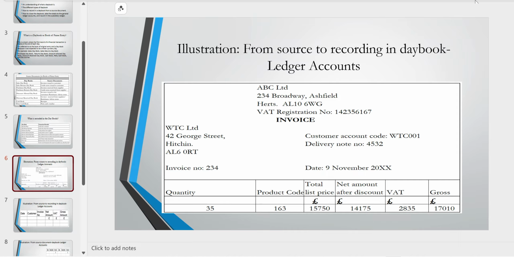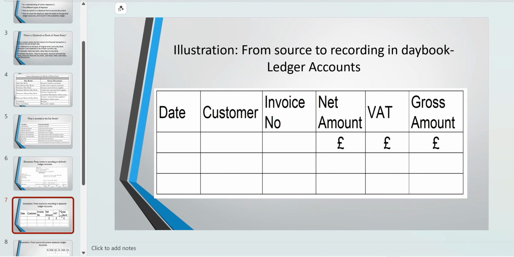So the illustration is from a source document. This is the source document, the document we are recording from into the day book, and then we also record in the ledger account. So we will be extracting information from this document. So here, this is now going to be the sales day book. I'm going to write it here.